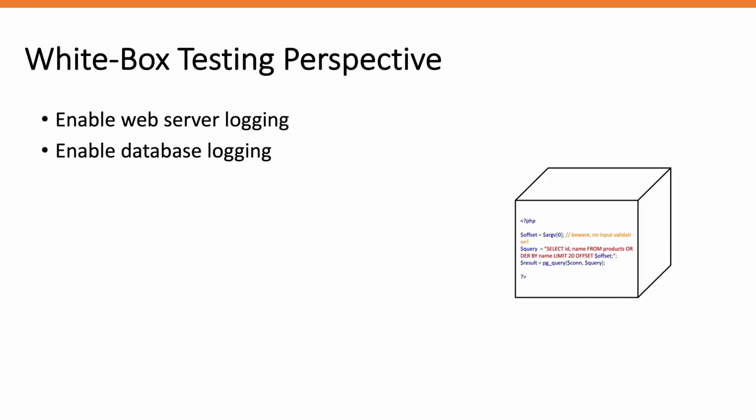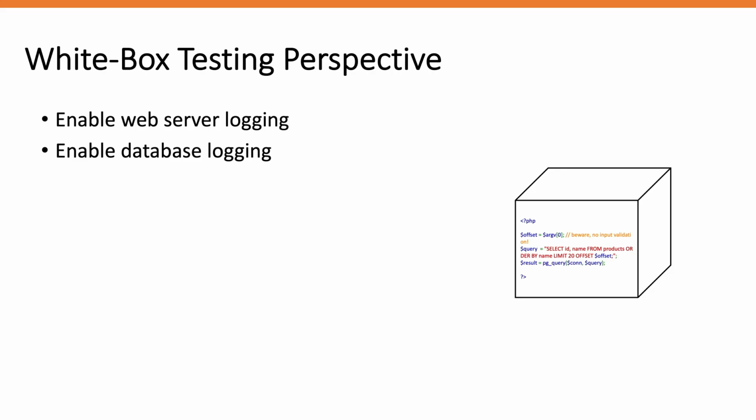Okay, next is the white box testing perspective, where you're given the source code of the application. In this case, the first thing that I do is I enable web server logging and I enable database logging. Enabling logging at the web server level will help because when you're fuzzing the application, like we did with the black box perspective, it will generate errors on all the different invalid characters that you input into the application. And then that helps you to detect that SQL injection exists, and then also to refine your payload later on.